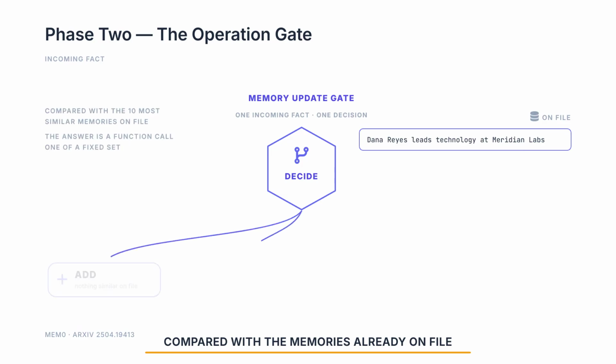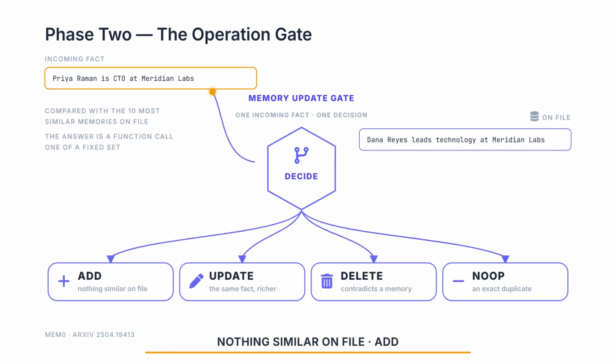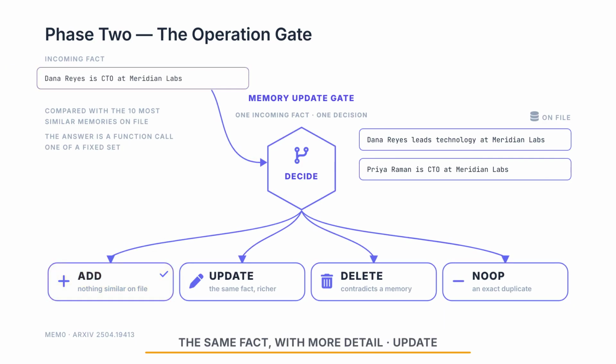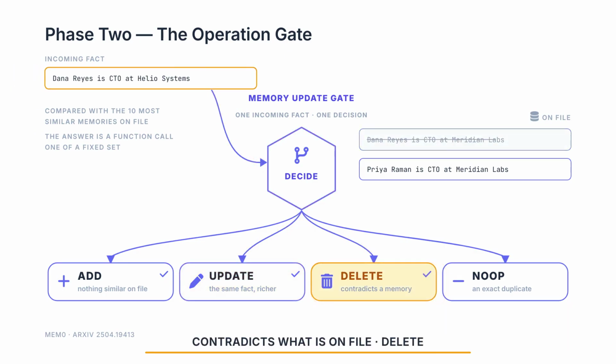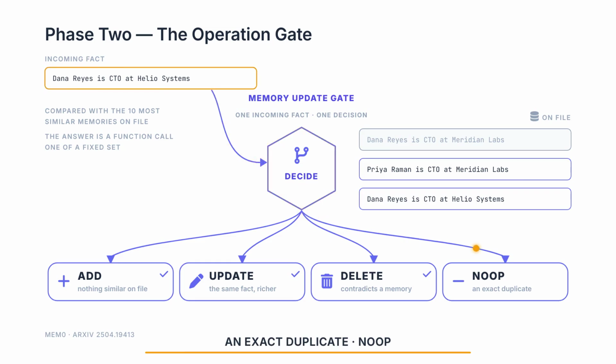Each candidate fact is compared against the 10 most similar memories already on file, and a model is asked, through a function call, so it has to return one of a fixed set, what to do about it. 4 exits: add, update, delete, or no-op.